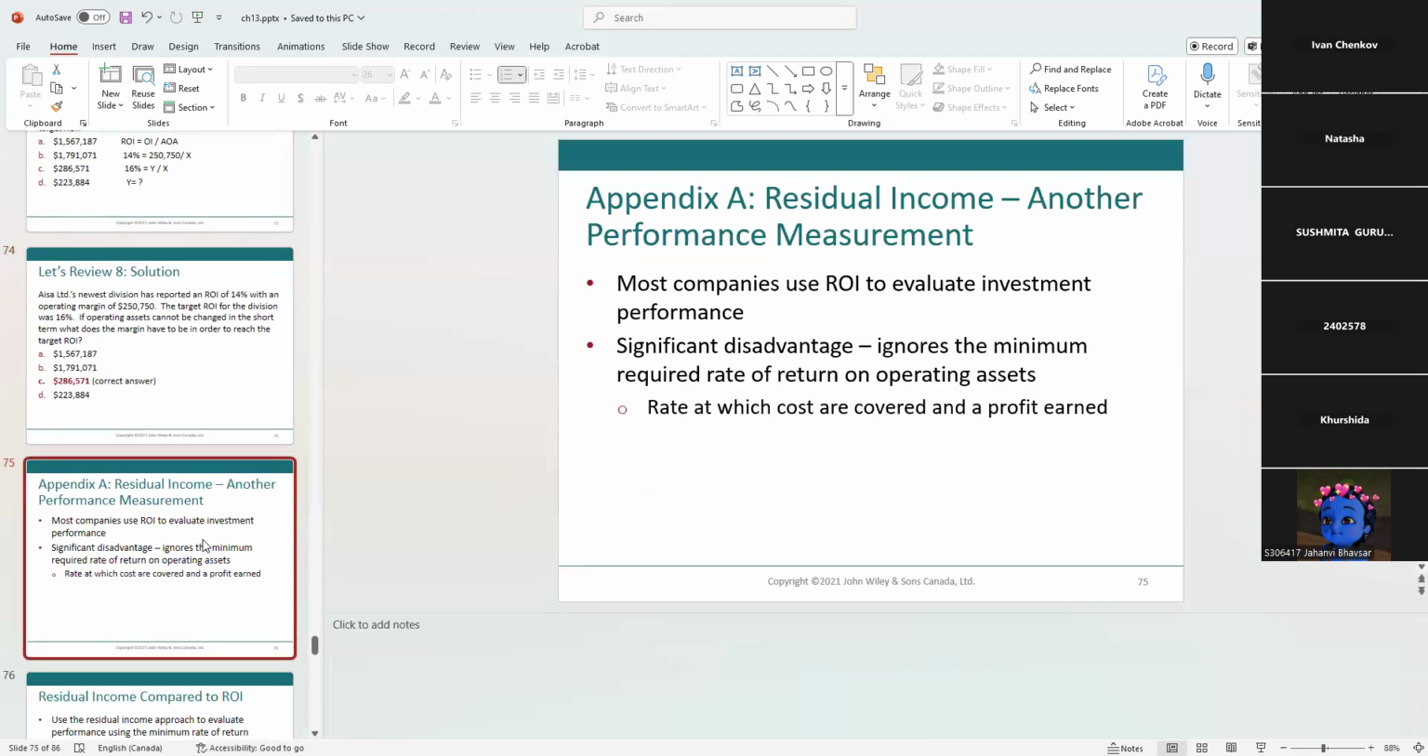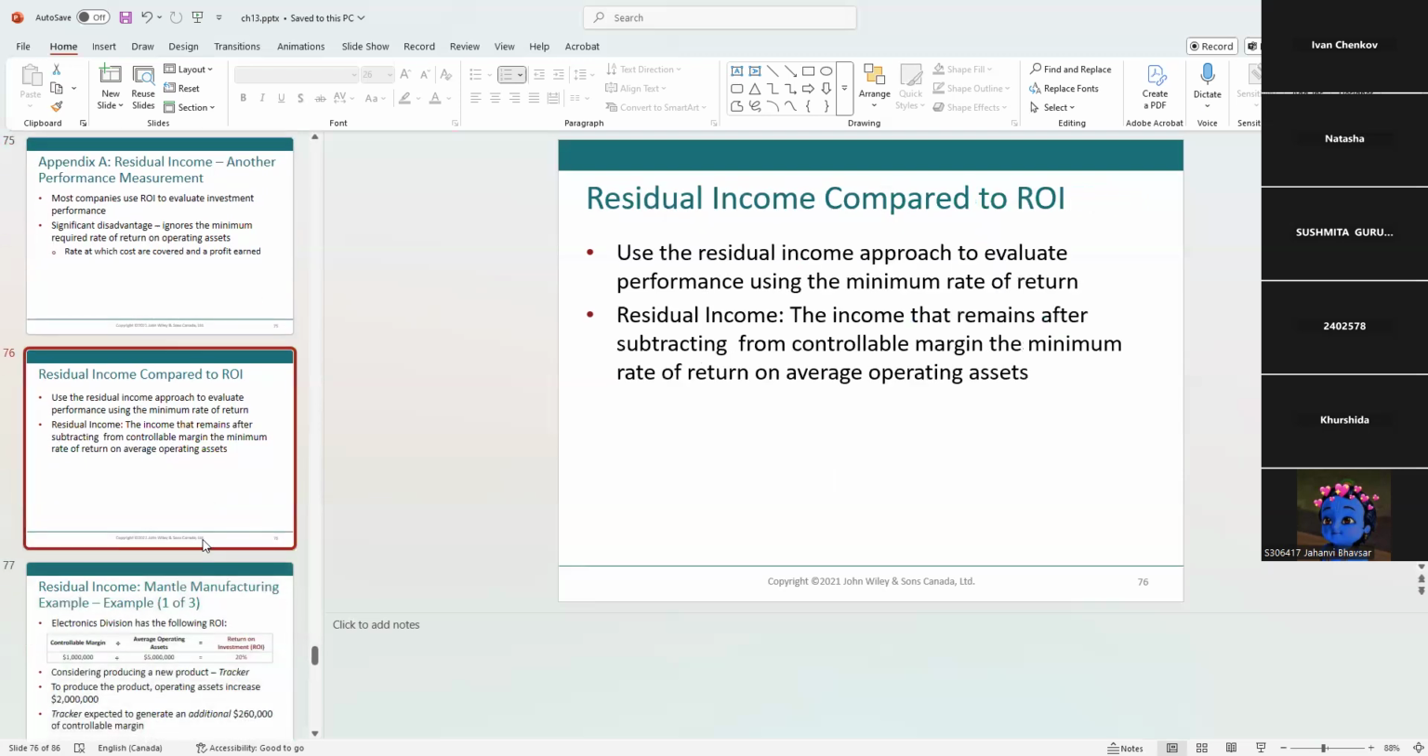Okay, let's move on. Return on investment is a good thing, but we're going to add residual income. Residual income, I explained in class, is the difference between what you get versus what you want. Now, return on investment, we're going to find out has disadvantages. Return on investment ignores the minimum required rate of return on the operating assets. So basically, it ignores how much we want. We're just seeing how much we get, but how much we want, that's irrelevant. So for that reason, we're going to use the residual income.